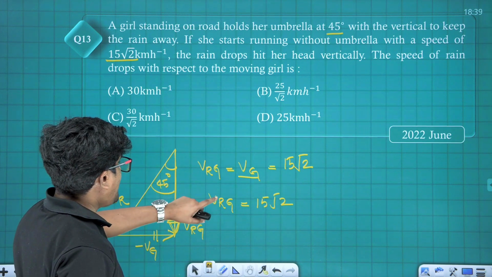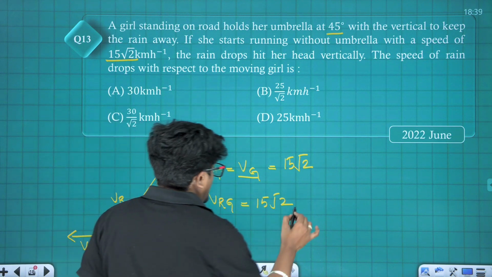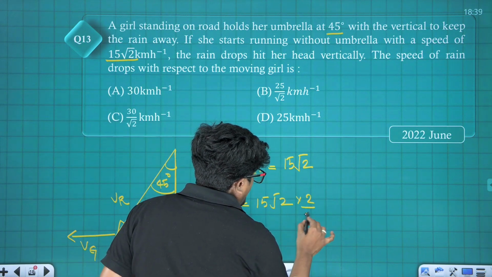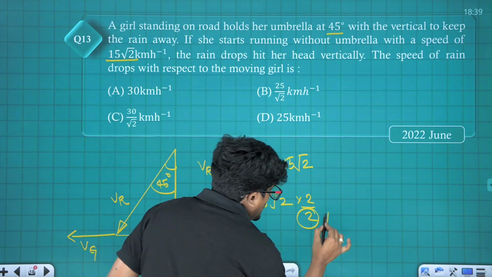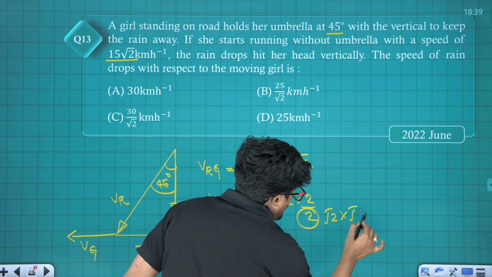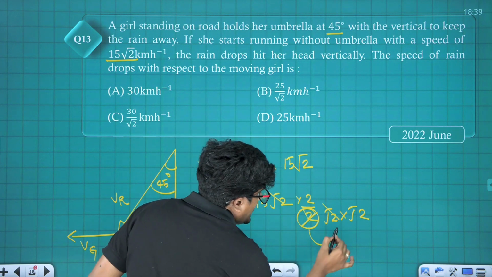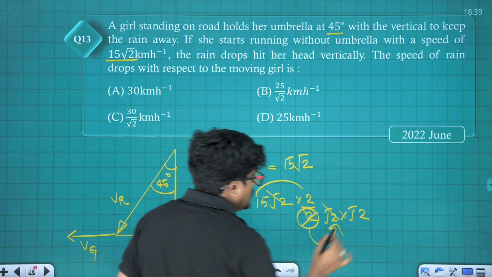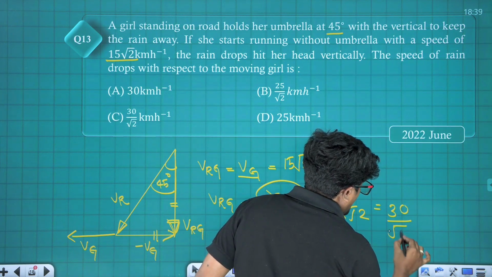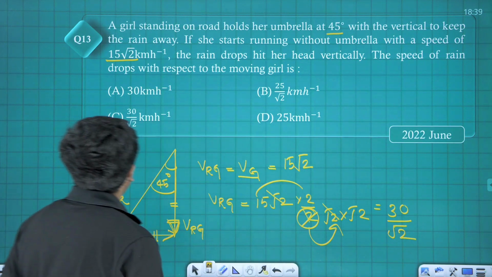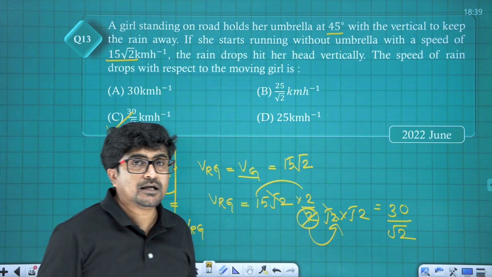Now, we need to get it matched with the options. So what I am going to do is, let me multiply this number with 2 and divide it by 2. So here I can mark 2 as under root of 2 into under root of 2. This under root 2 and under root 2 will cancel each other. This is what we got converted like this. And 15 into 2 is 30. So the answer is 30 divided by root 2. That means option C is going to be the correct answer in this case.